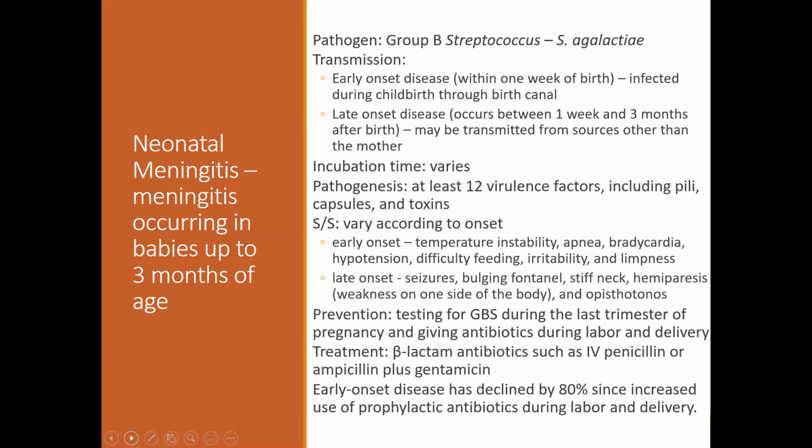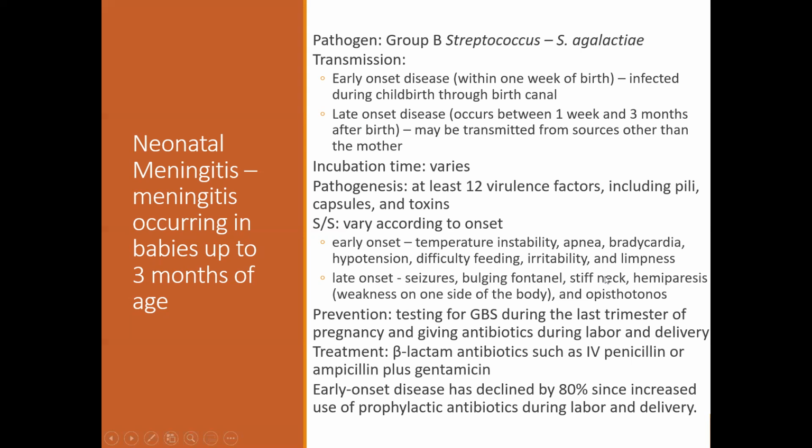Now, neonatal meningitis is meningitis that occurs in babies up to 3 months of age. And this is caused by group B Streptococcus, abbreviated GBS. We have early onset and late onset. Early onset is within 1 week of birth. This is going to typically result within about 48 to 72 hours after birth. And this is when the child is infected as it goes through the birth canal. Late onset disease is going to occur between 1 week and 3 months. Now, this can come from the mother, but it may come from other sources.